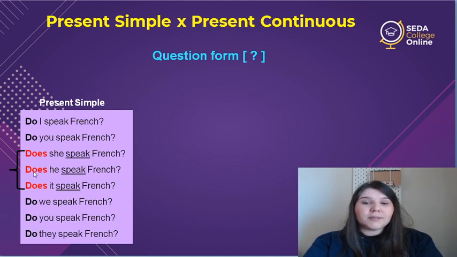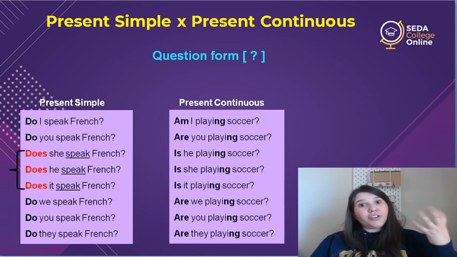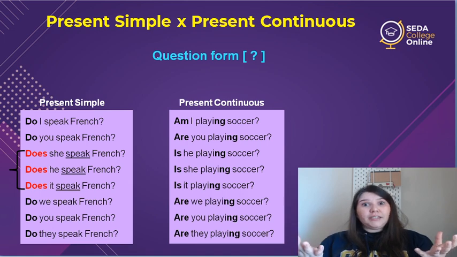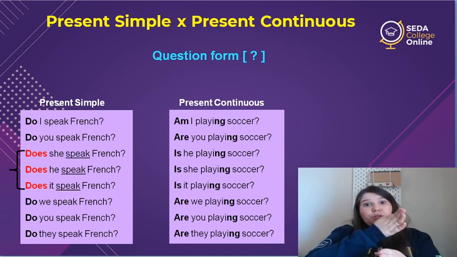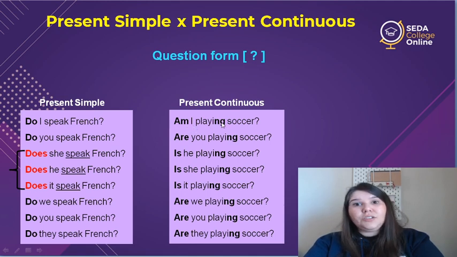We use does. And the present continuous, we still use verb to be and ing. But now the verb to be goes to the beginning of the sentence. Am I playing soccer? Are you playing soccer? Is he, she, it playing soccer? Are we, you, they playing soccer? So in this case, for present continuous, we start the question with the verb to be, then the person, and then the ing verb.